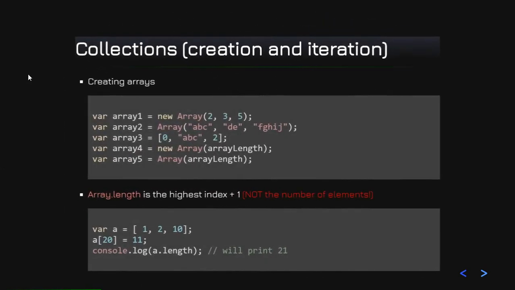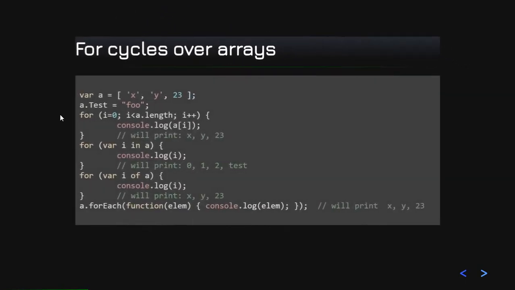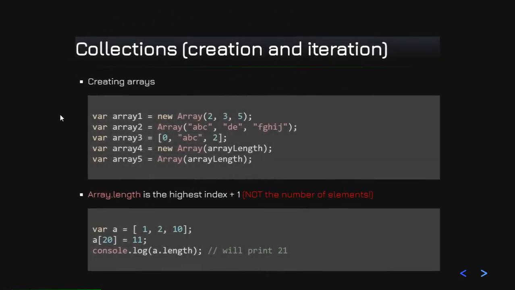Collections are arrays. You've already seen how we iterate over arrays using the for loops. So we can create an array like this, like you've seen before, but we can also create it like this using the array object. This one creates an array with 3 values, 2, 3, and 5. This one creates an array with also 3 values, this time strings. This one creates or instantiates an array with a specific length. And this one does the same as the previous one.